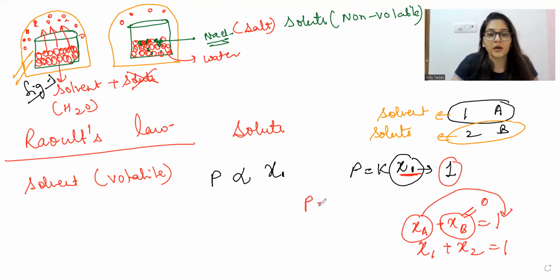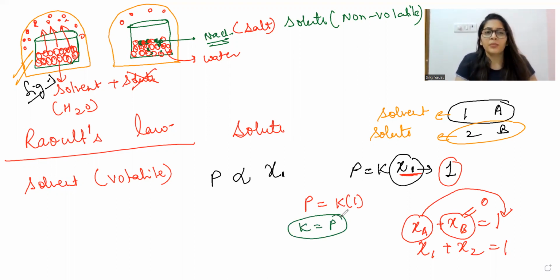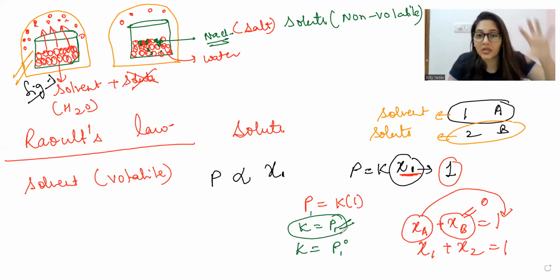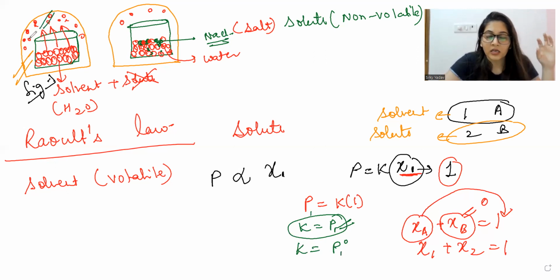So this equation will become P is equal to K times 1. I think that's clear to everyone. Now I can say that this K is equal to P, right? Because only one solvent is there, this pressure which is equal to K, I can write as P1 naught. Why am I not writing P1? Because this is purely the pressure inside figure 1. The pressure is purely because of the solvent. So I can write K is equal to P1 naught.